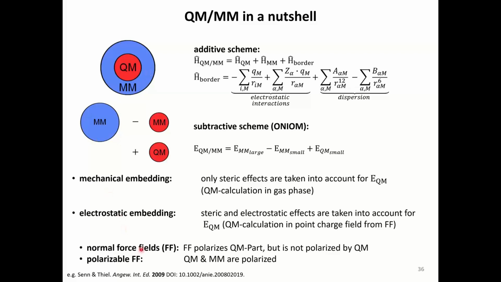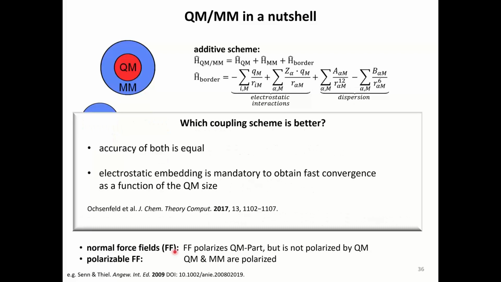We use this force field, which only polarizes the QM part. Which coupling scheme is better, the additive one or the subtractive one? For a long time, people thought that the additive scheme is much better than the other one. However, a recent paper of Oxenfeld really showed that the accuracy of both is similar. Very important is that you include the electrostatic embedding. This is really mandatory because otherwise you have to use very, very large QM parts.